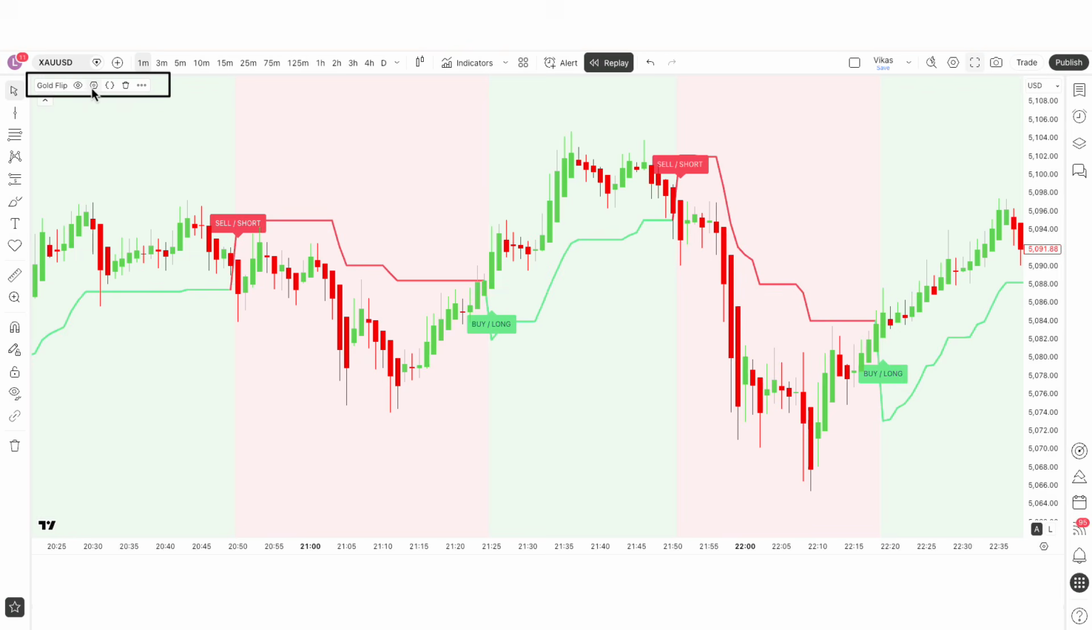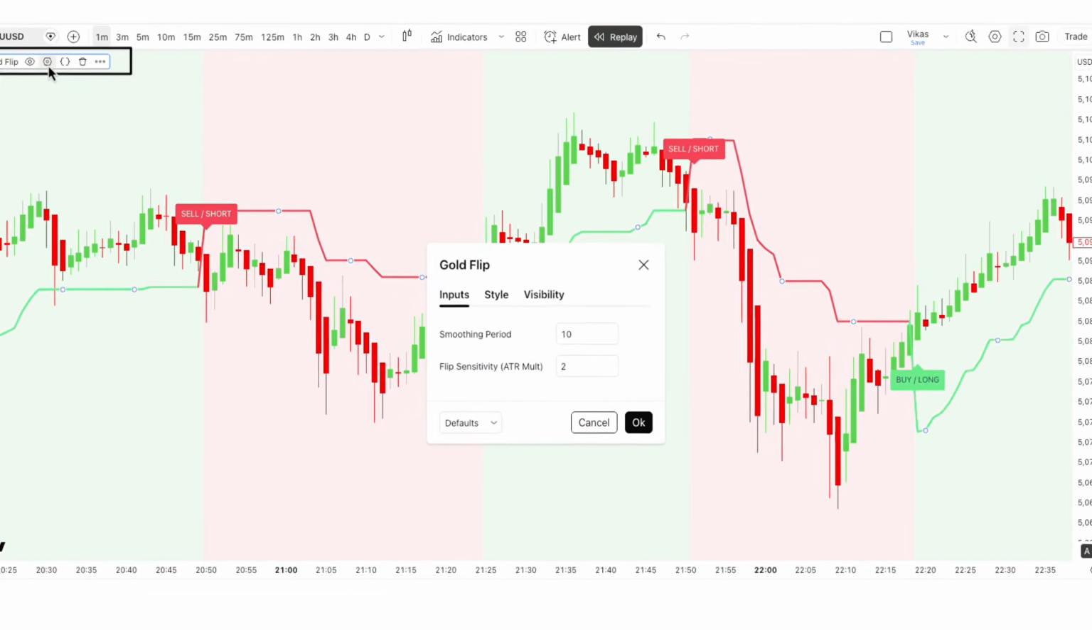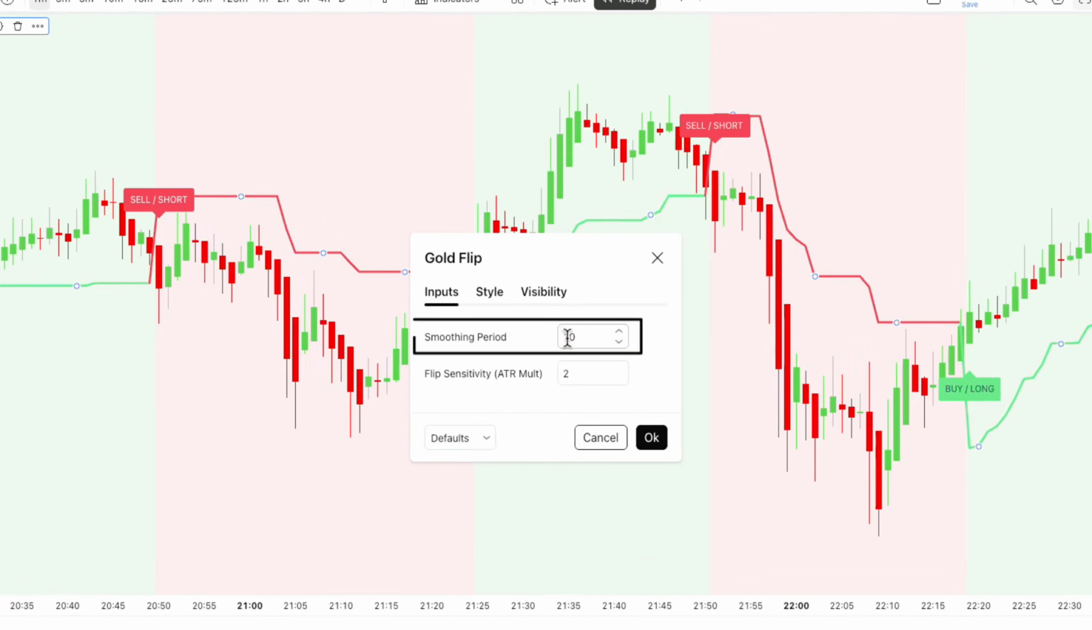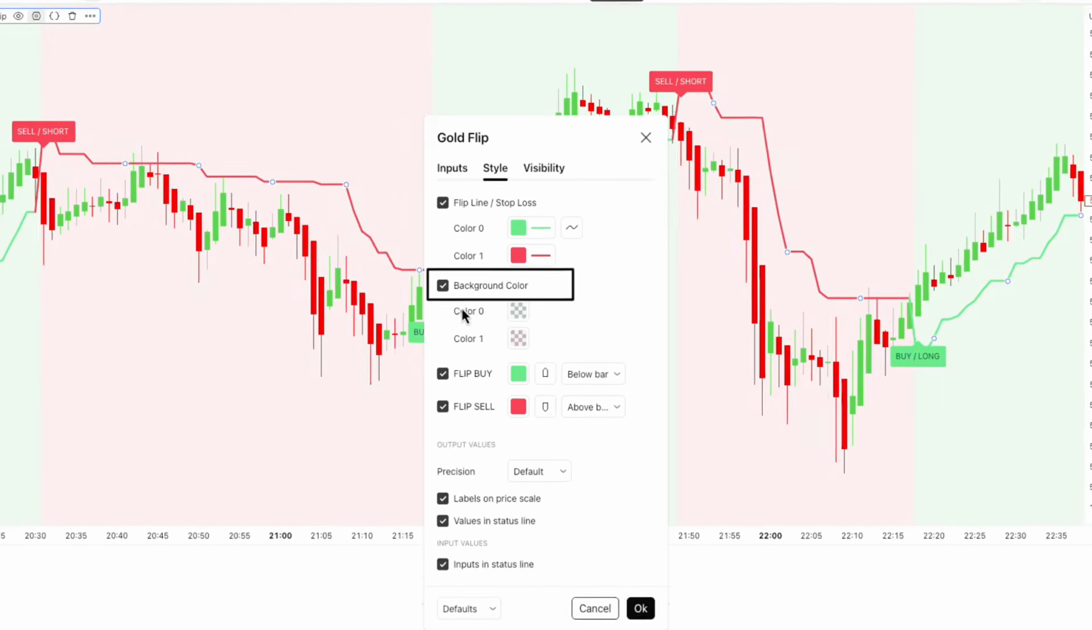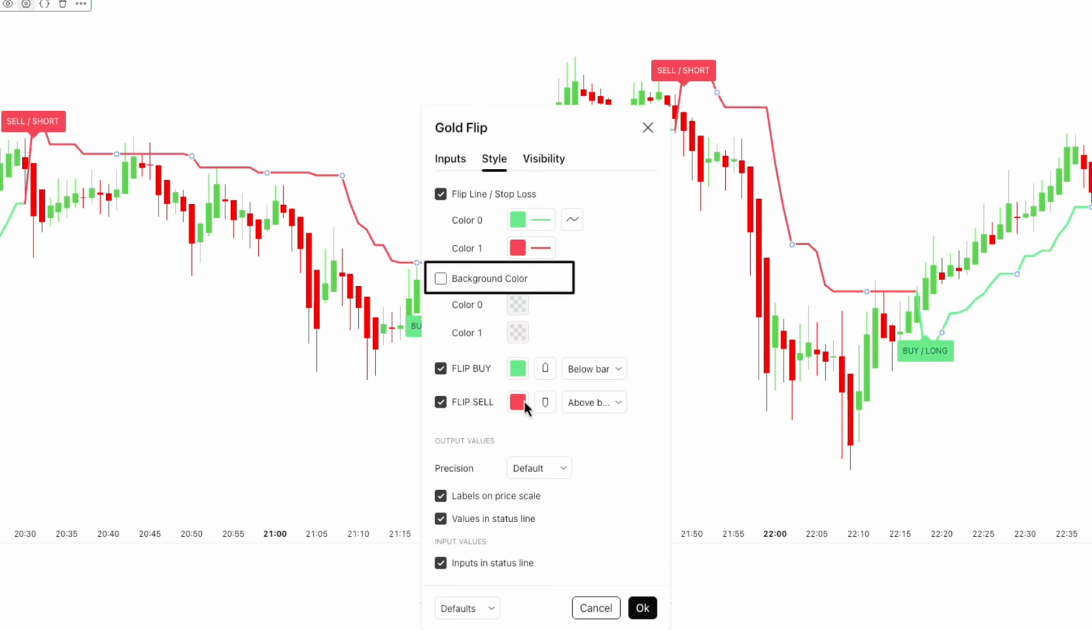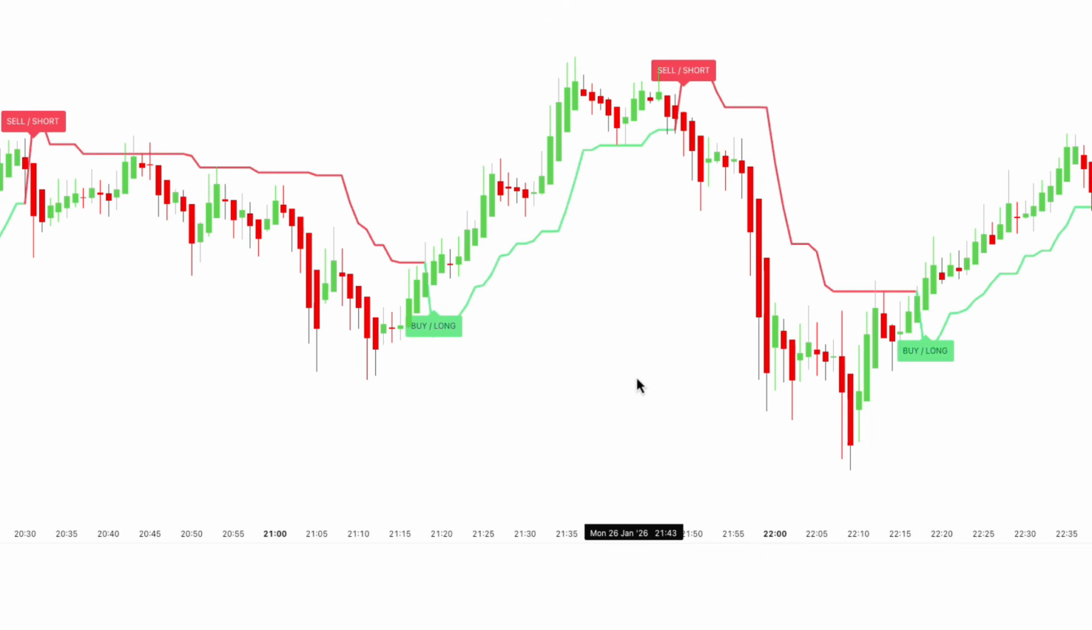Now the indicator settings change for perfect signals. First, we change smoothing period, 10:2. After, change flip sensitivity, 2:1.6, we have to keep these options hidden. Here, everything is fine after that. Click OK. Now we'll add one more indicator to make this strategy more powerful.